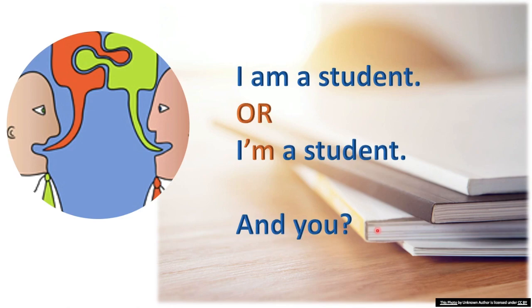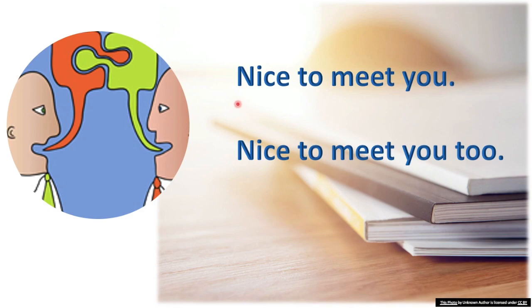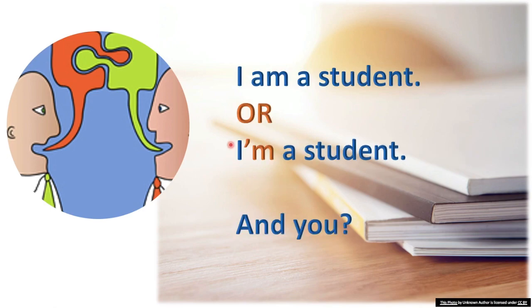To finish the conversation, you can say nice to meet you, and the other person can say nice to meet you too. Too means I'm also happy. So whatever you have said, I also do the same. I also feel the same way, right? Too. So here, if this person is a student and this person is also a student, so this person can say, I'm a student too. Okay, easy.